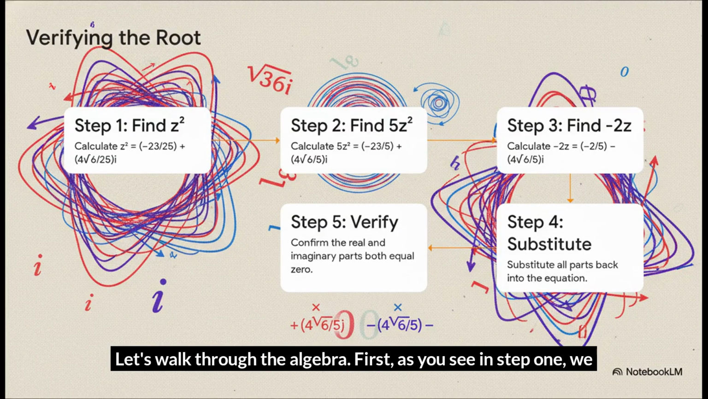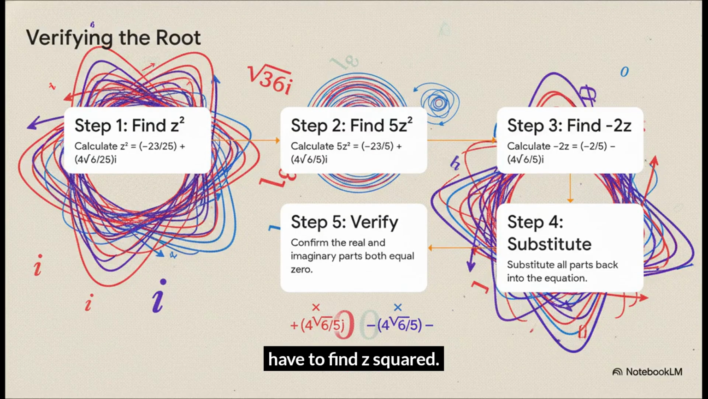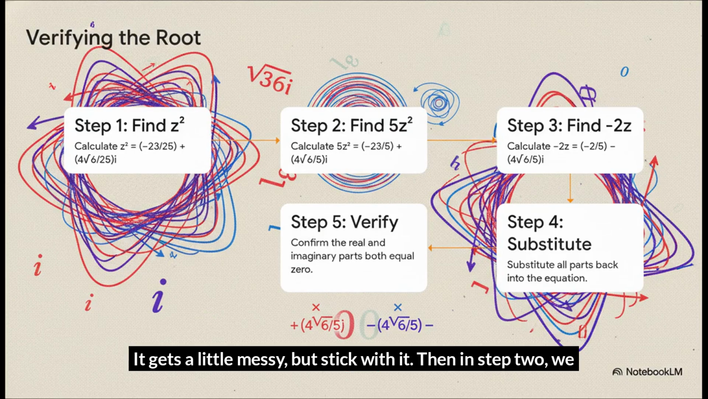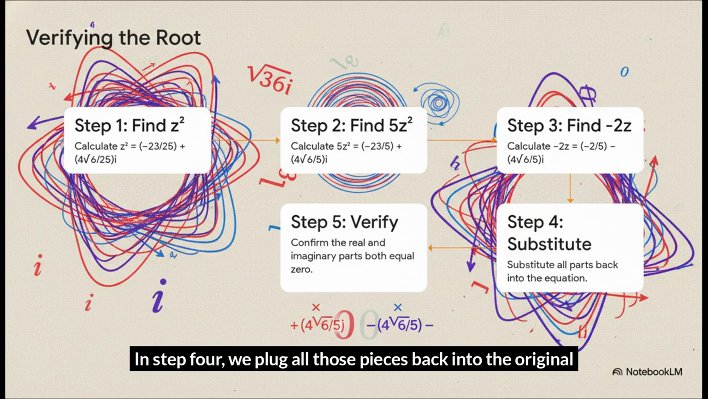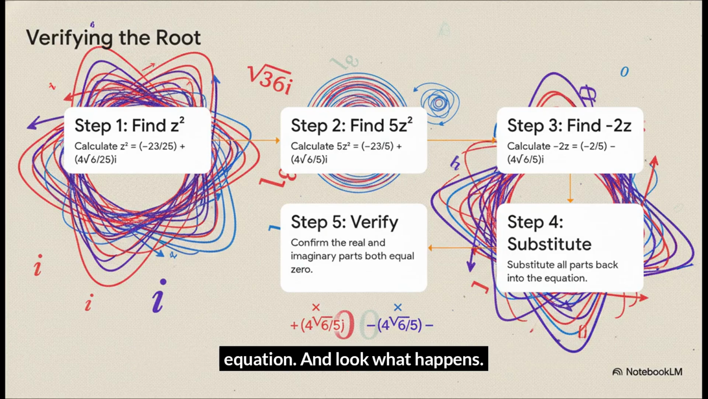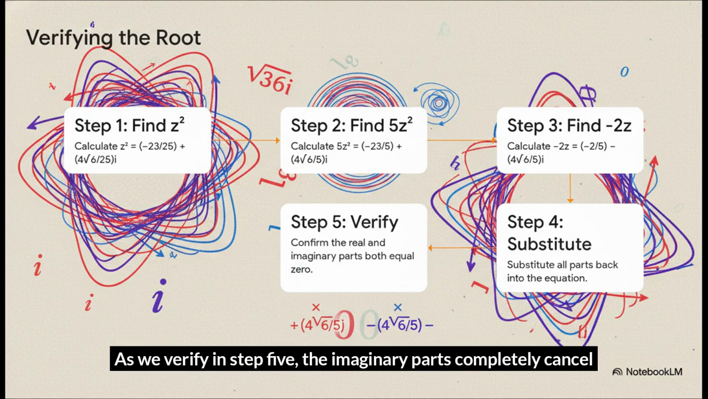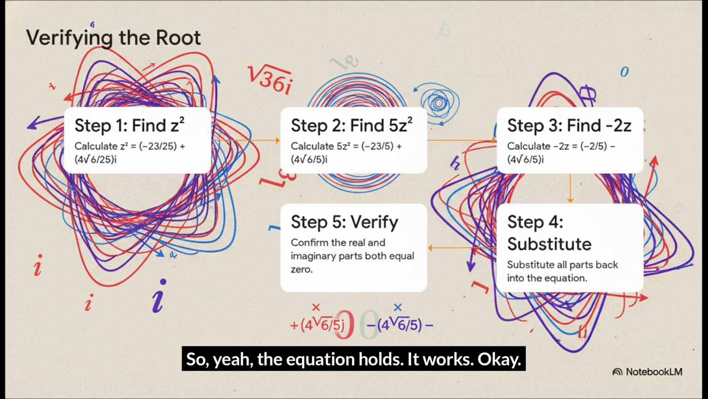First, as you see in step 1, we have to find z squared. It gets a little messy, but stick with it. Then in step 2, we multiply that by 5. Step 3, we find negative 2z. And now for the moment of truth. In step 4, we plug all those pieces back into the original equation. And look what happens. As we verify in step 5, the imaginary parts completely cancel each other out, and the real parts add up to a perfect 0. So yeah, the equation holds.